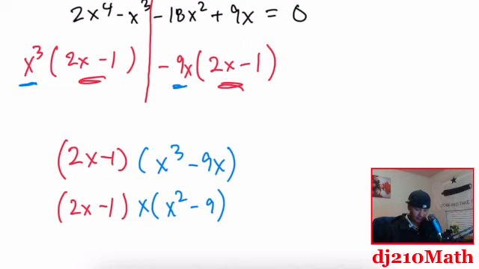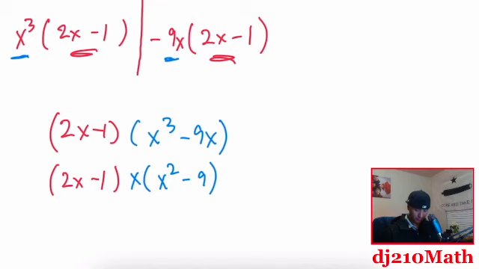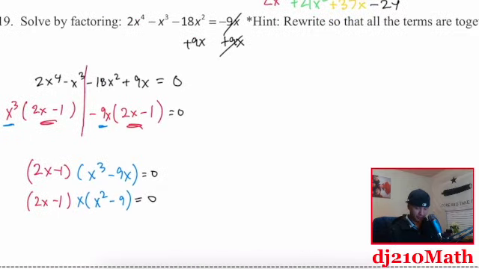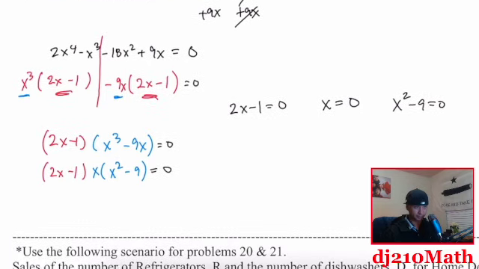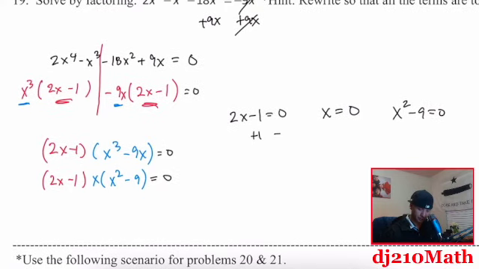Okay. Because this is all equal to 0 at the end of the day. Right, this is all equal to 0. So when it's equal to 0, you set each term equal to 0. 2x minus 1 is equal to 0. x is equal to 0. x squared minus 9 is equal to 0. So plus 1. 2x is equal to 1. Divide by 2. x is equal to 1/2. That's one solution. x equals 0.